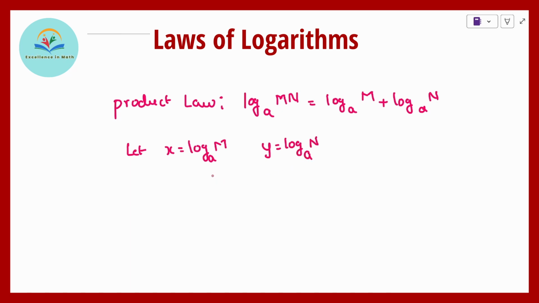Now we have two logarithmic equations with us. So we can easily write the exponential version of this. What are the exponential versions of these logarithmic equations? m can be written as a power x, n can be written as a power y. As we are looking for the product law, let us multiply m and n.